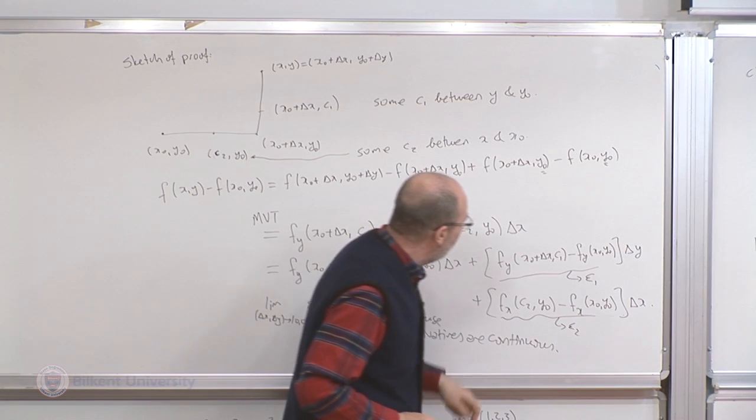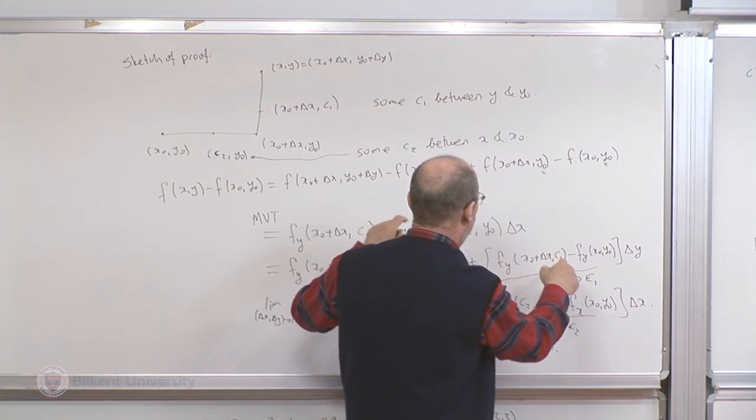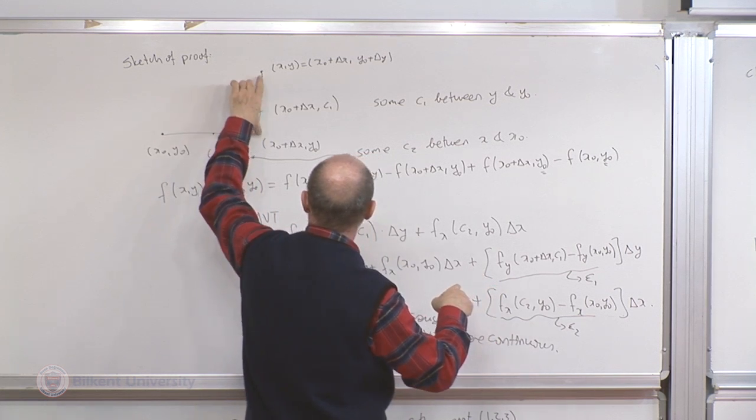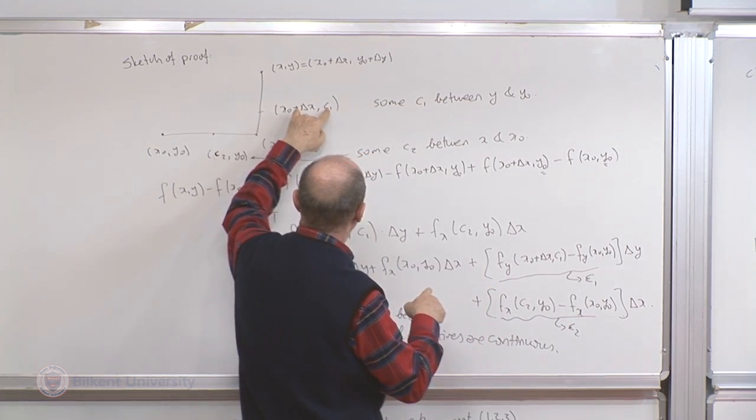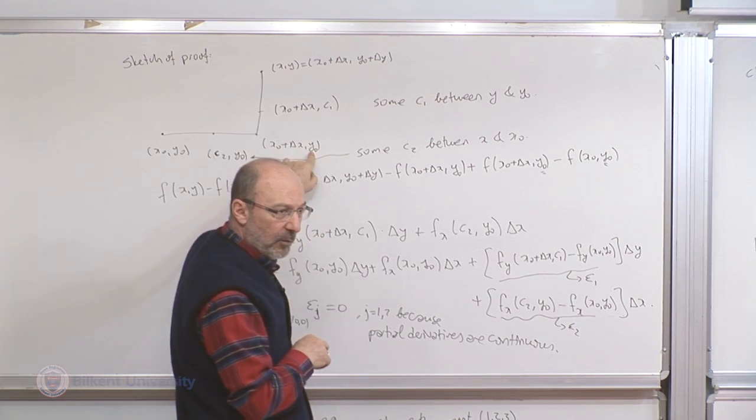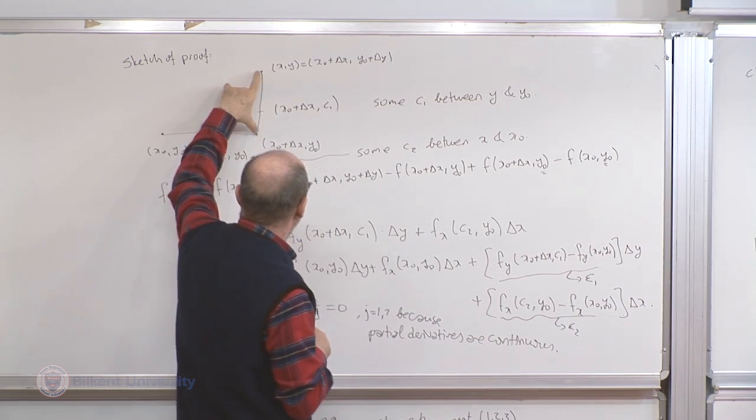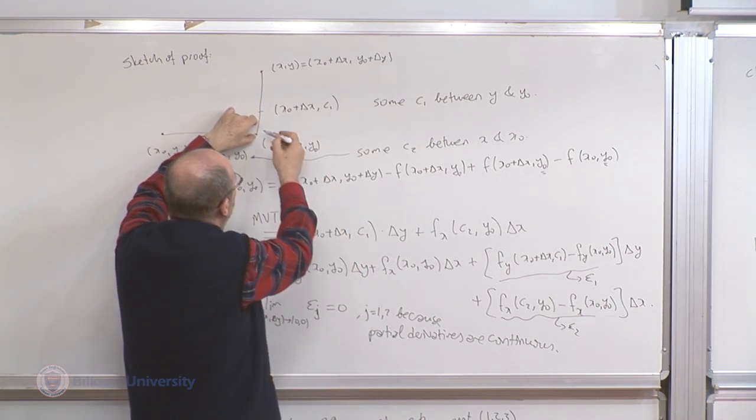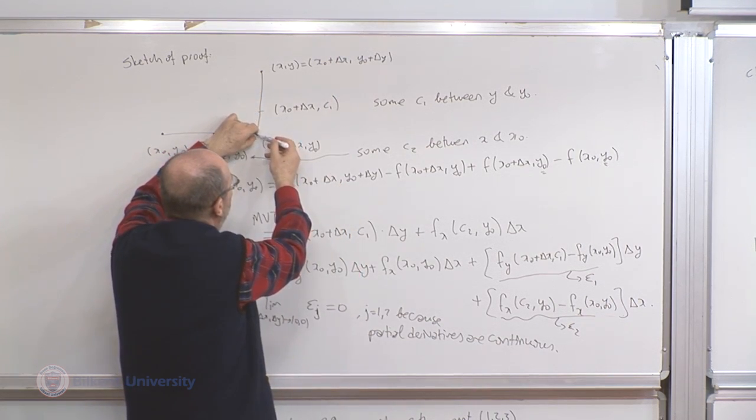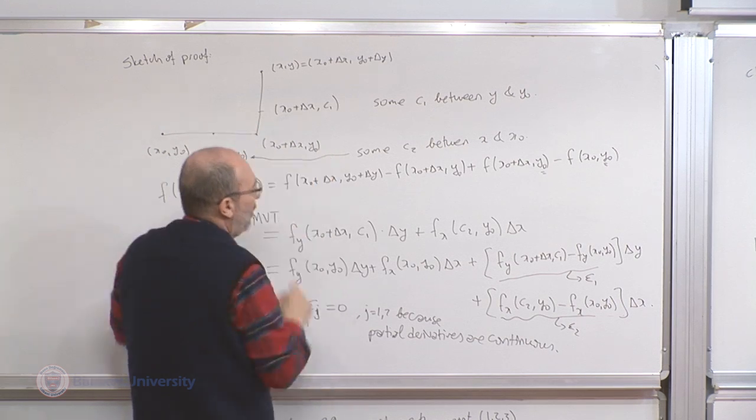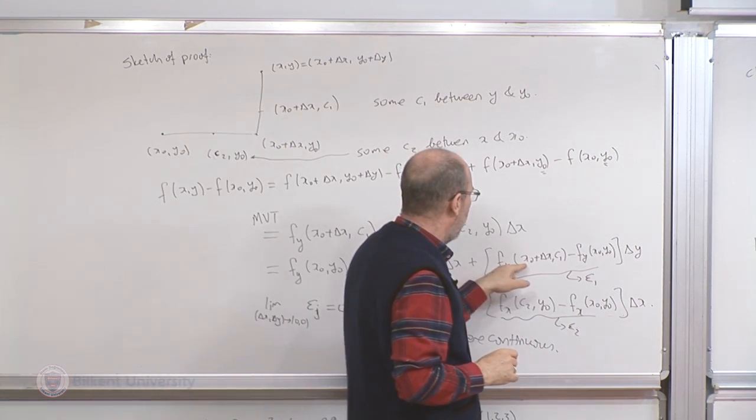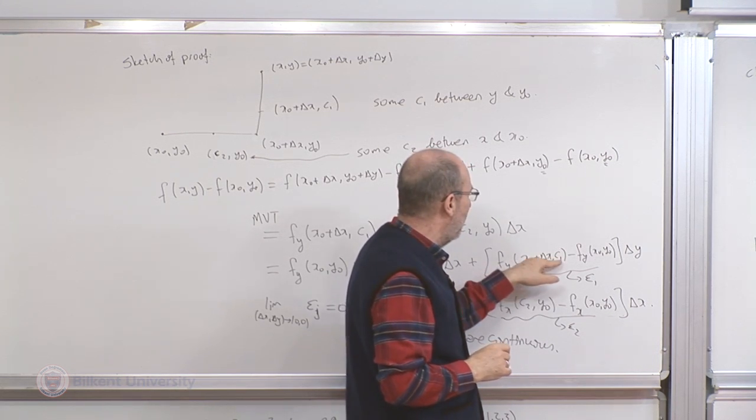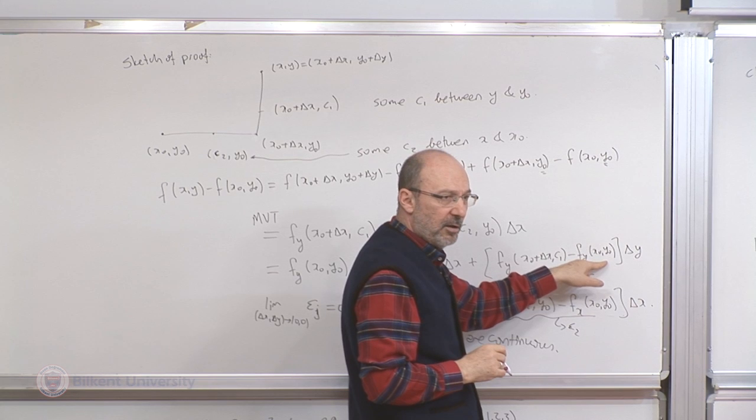As delta y goes to 0, this part goes to 0, this interval goes to 0, so this c1 goes to y sub 0, okay? Because c1 is always in between. Here, when delta y goes to 0, this shrinks, and c1 is always somewhere in between, so in the limit, c1 becomes y sub 0. So this becomes the derivative of f with respect to y at x sub 0, y sub 0. Well, I'm subtracting it, it's 0.